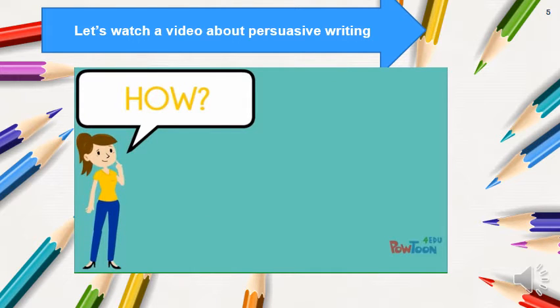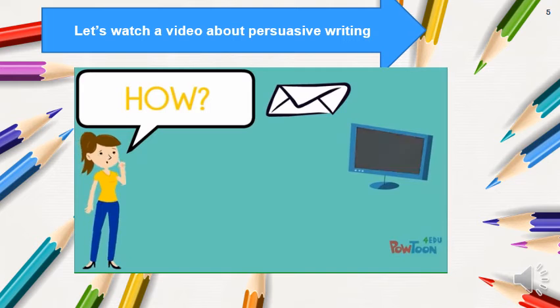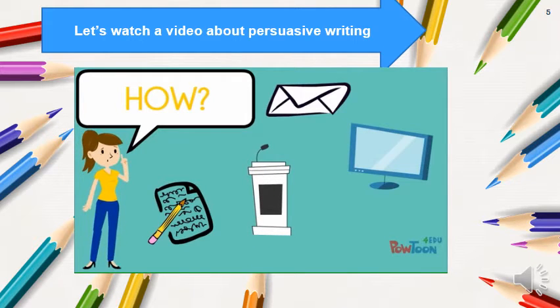Persuasive writing can come in different forms. You could write a letter to someone. You can make an advertisement like a commercial or a poster. You could write an article. You could give a speech. Or you could write a review like for a book or movie.